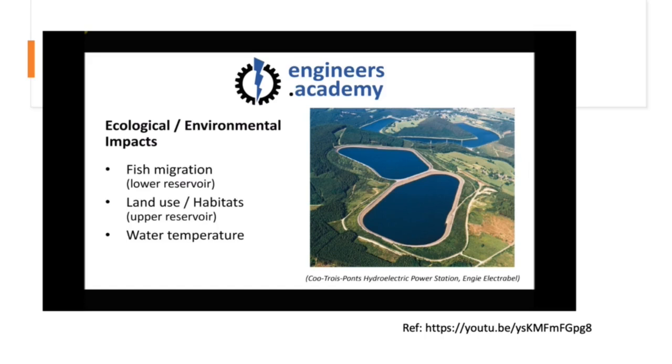Now, generally, when new technologies are being considered for a new site, an environmental impact assessment will be carried out in order to look at all of the possible impacts and then weigh those up against the potential benefits.